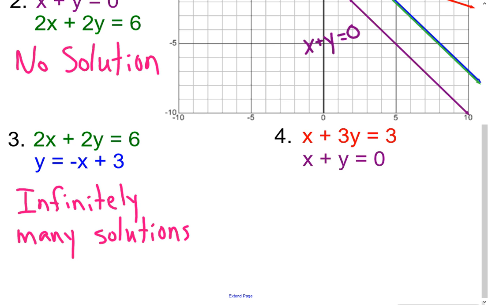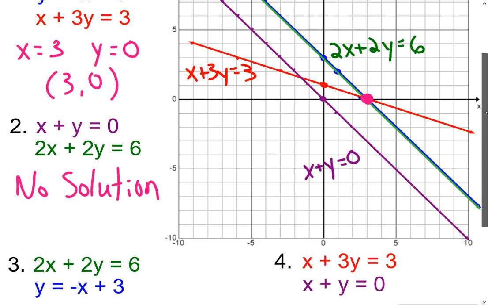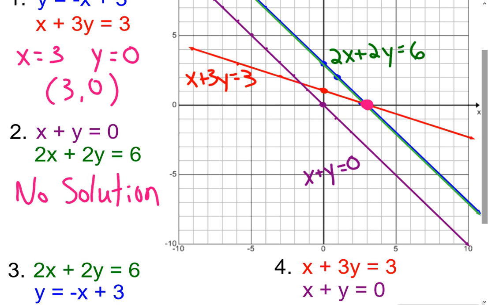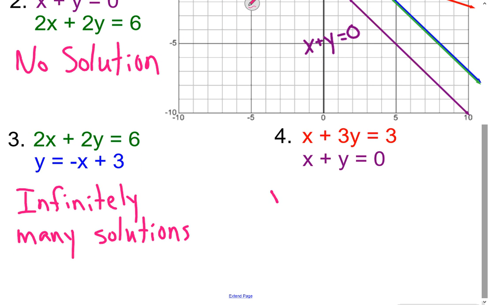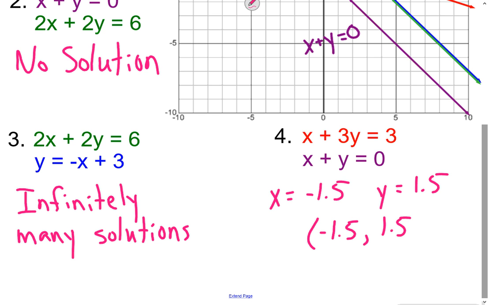And last but not least, we have the red and the purple. We've got to look at where do the red and the purple intersect. Well, those two lines are intersecting right here, which when I look at that, that is at negative 1.5, positive 1.5. And when I say that, I mean that x is negative 1.5, and y is positive 1.5. Or the way I said at the start, in point format, negative 1.5 comma 1.5, and there's your solution.